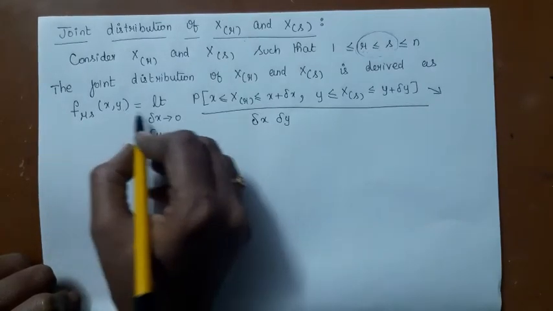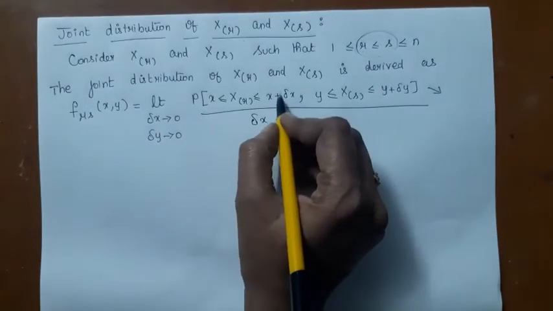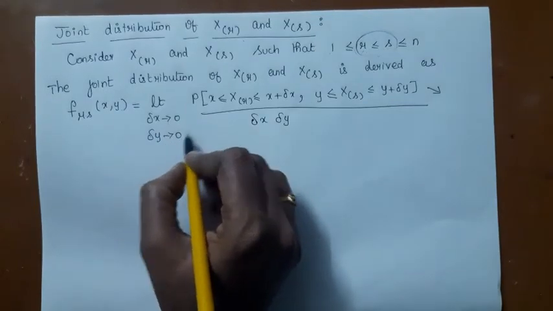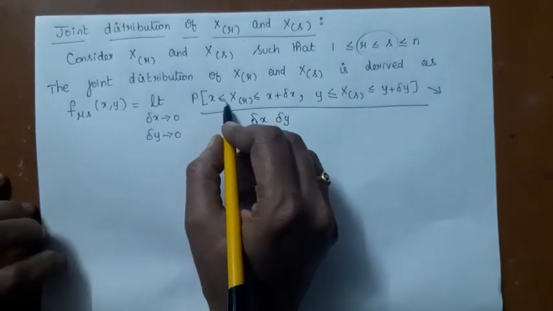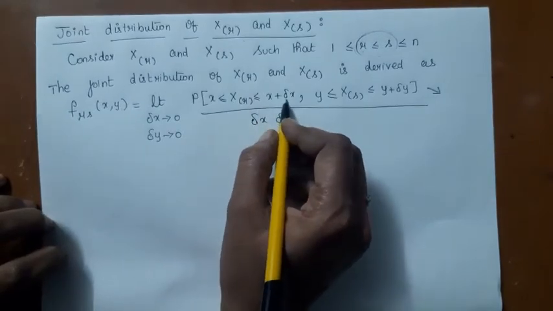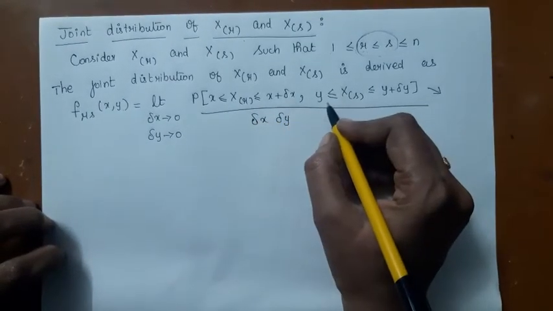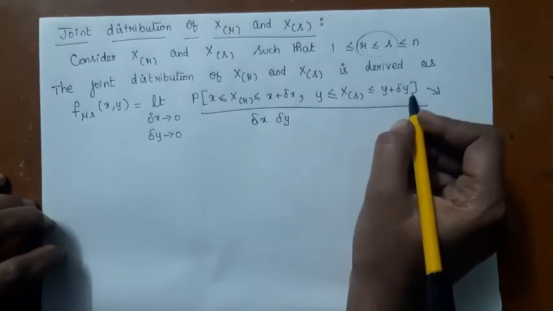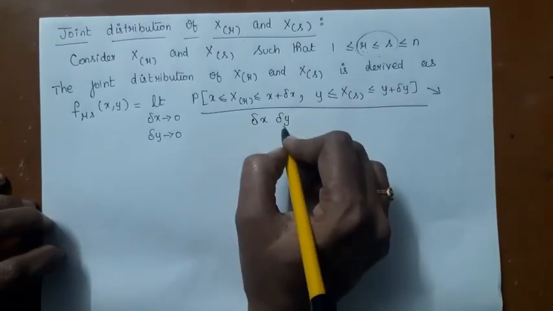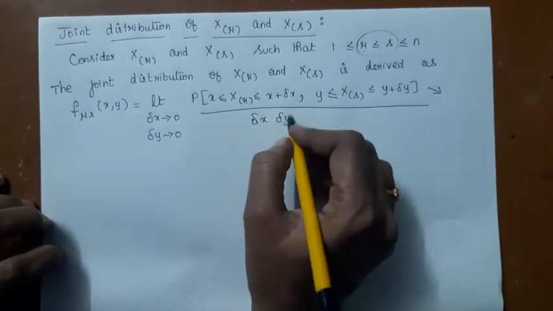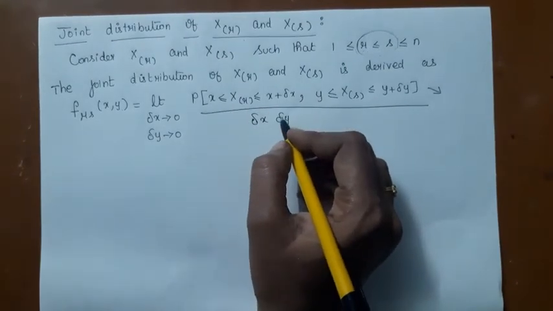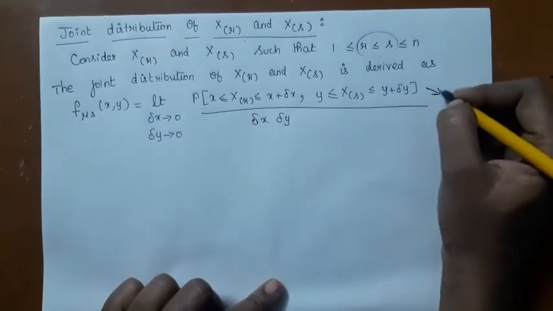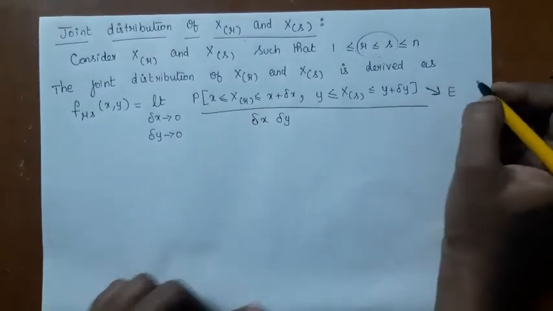F_RS of x comma y is the limit, as delta x tends to 0 and delta y tends to 0, of the probability that x is less than or equal to X_R less than or equal to x plus delta x, comma y is less than or equal to X_S less than or equal to y plus delta y, divided by delta x delta y. When delta x and delta y converge to 0, we get what is called the probability function. Let us call this numerator the event E.